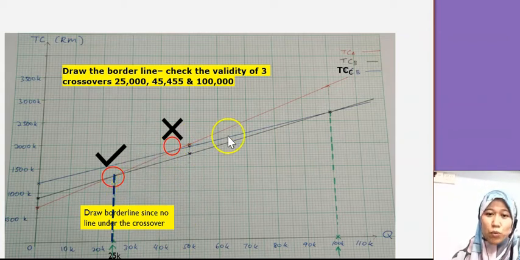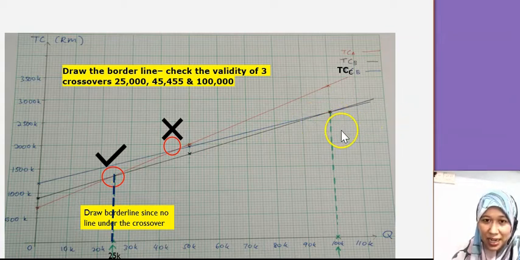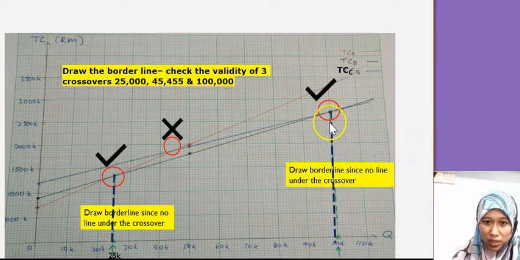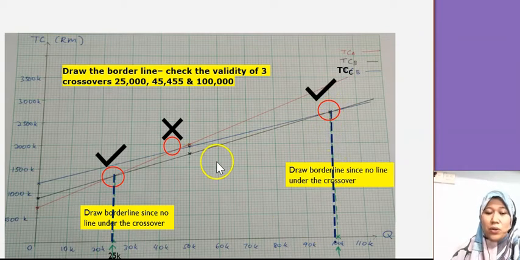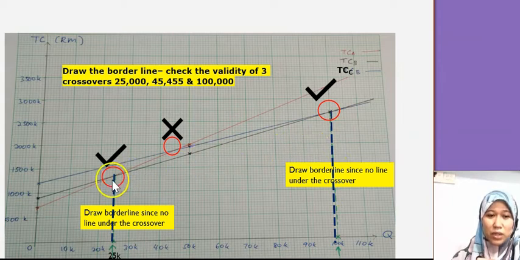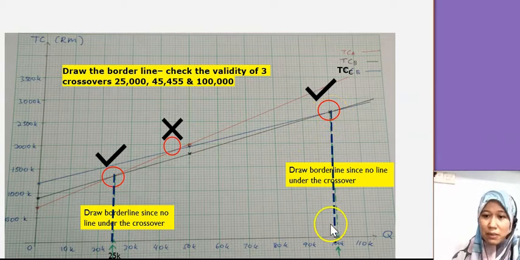Okay, so kita move lagi. Kita jumpa sini satu tadi crossover. Yang ini boleh lukis tak? Boleh. Sebab apa? Dia tak ada line kat bawah sini. Okay, dia boleh lukis. Yang ini tak boleh sebab ada line sini. Yang ini boleh sebab tak ada apa-apa. So, dia boleh lukis borderline ke bawah. So, dalam case ni, yang boleh lukis hanya untuk crossover ini dan crossover ini saja. So, now you dah ada garis sempadan.